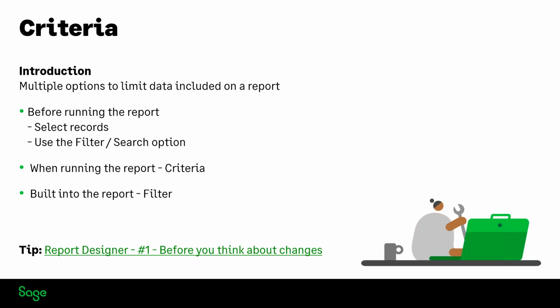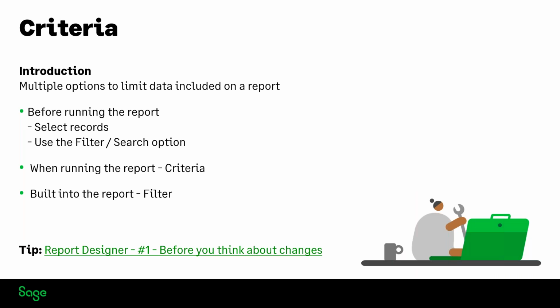Second option is when running the report, and that's what we're looking at today, and it's the use of criteria. So when you run the report, you get a little box pop up, and that's going to ask you, right, what range of customers do you want to run it for, what transaction type, what date range, that type of thing. So it's what you would term, I suppose, a runtime option. So when you're running the report, it gives you the option there and then. And it means that you can enter different criteria each time as well.